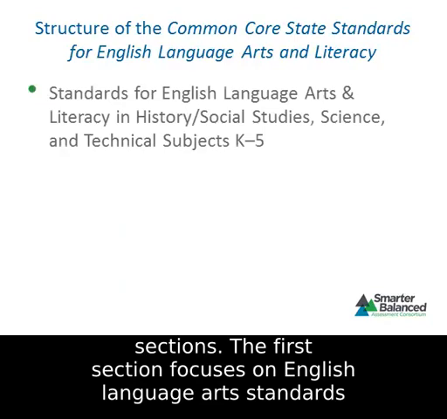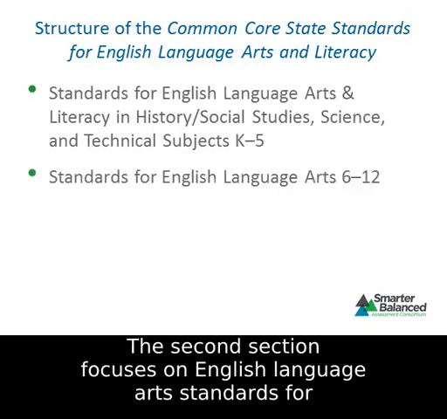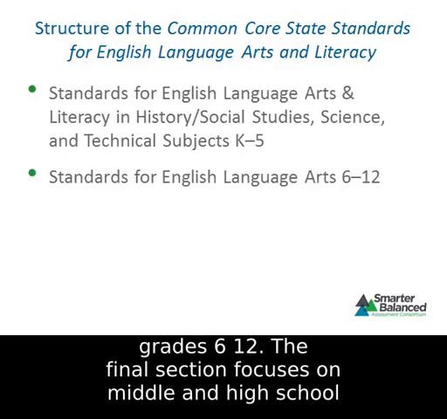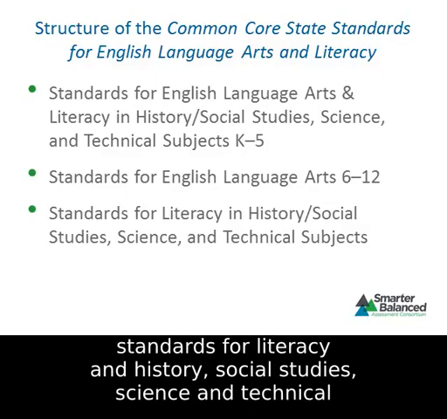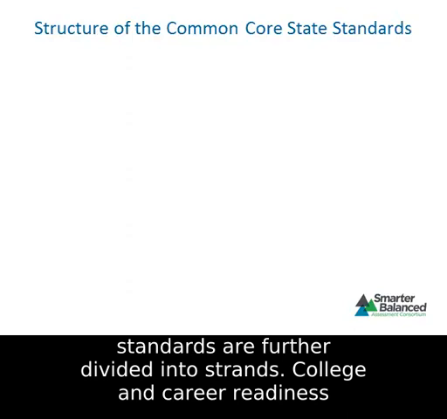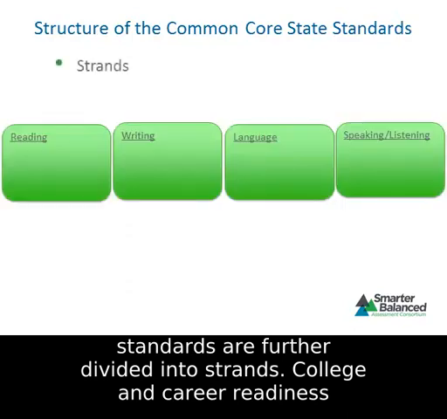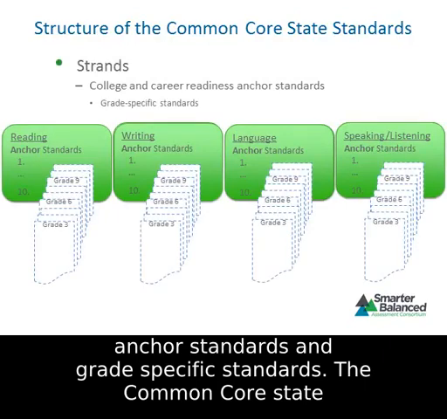The first section focuses on English Language Arts standards and standards across content areas for kindergarten through 5th grade. The second section focuses on English Language Arts standards for grades 6 through 12. The final section focuses on middle and high school standards for literacy in history, social studies, science, and technical subjects. Each of the three sections of the Common Core State Standards are further divided into strands, college and career readiness anchor standards, and grade-specific standards.